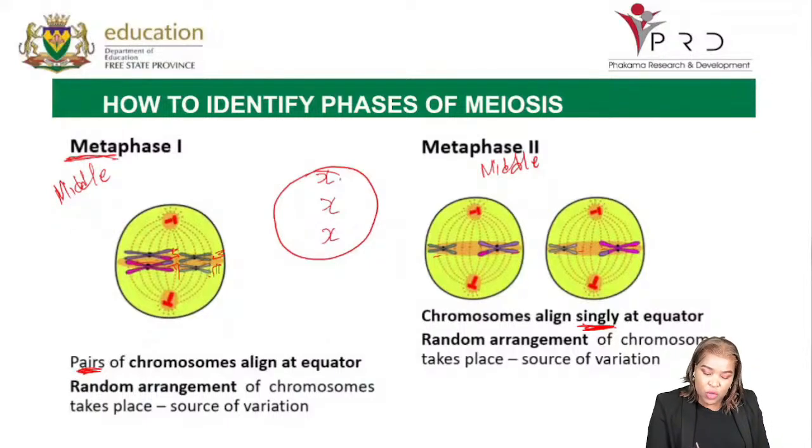Why do you say it's metaphase 2? Because you can see that the chromosomes are aligned at the equator singly, in a single row. And then random arrangement of chromosomes also takes place. Please do not say random assortment. We no longer allow that term because assortment also means something else. Now we say random arrangement of chromosomes takes place.